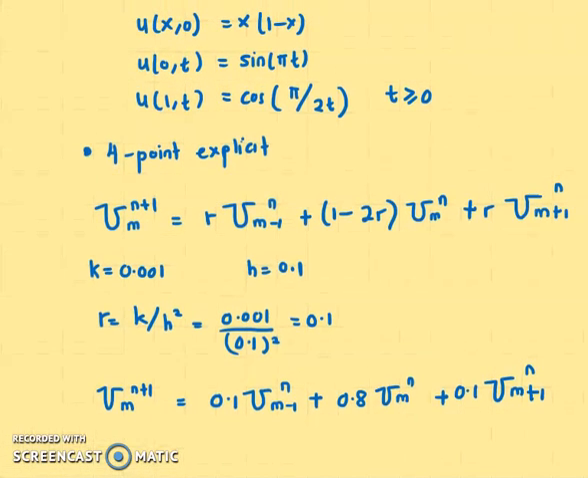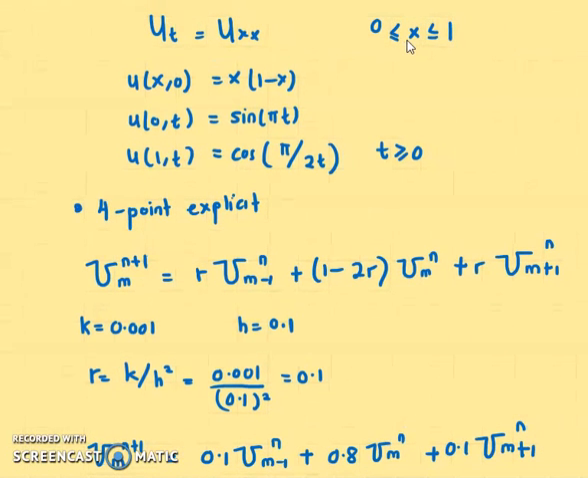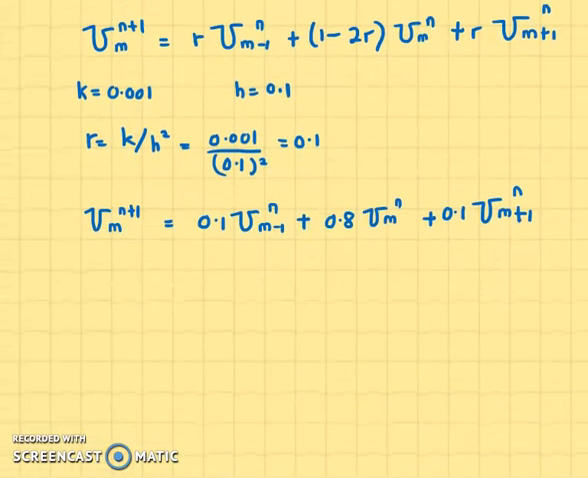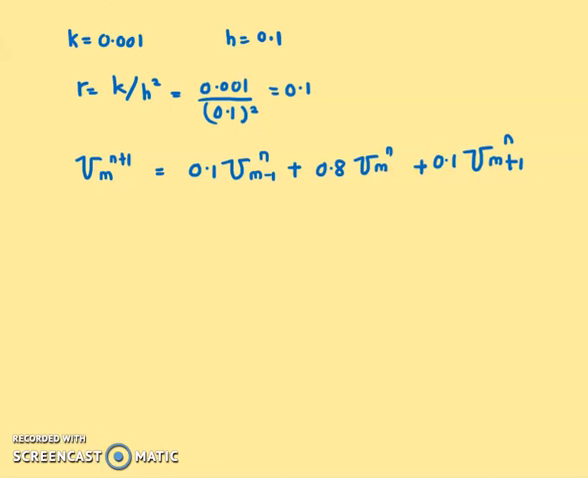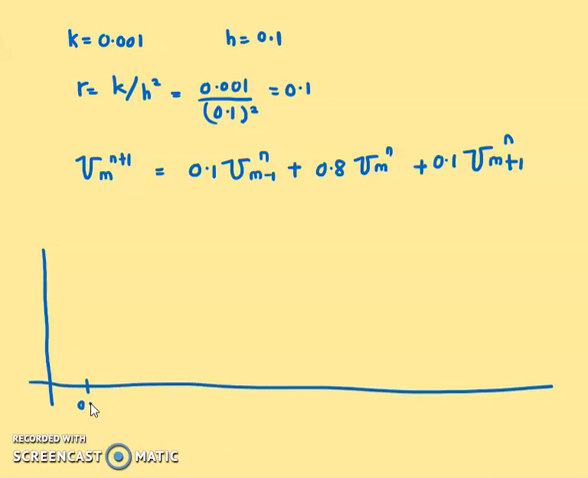Okay, if you look at the interval given here, x is from 0 to 1, and h is 0.1. So if I'm sketching the grid points, I should have, let's do this carefully, 0.1, 0.2, 0.3, 0.4, 0.5, 0.6, 0.7, 0.8, 0.9, 1.0. Okay, this is 0.